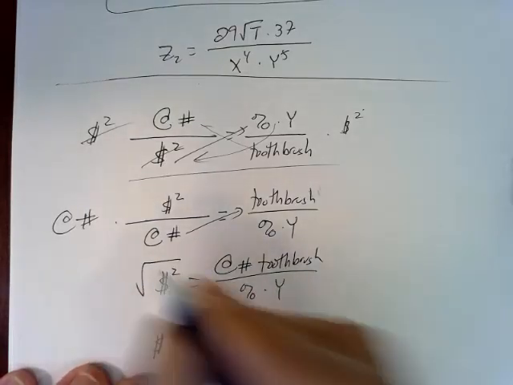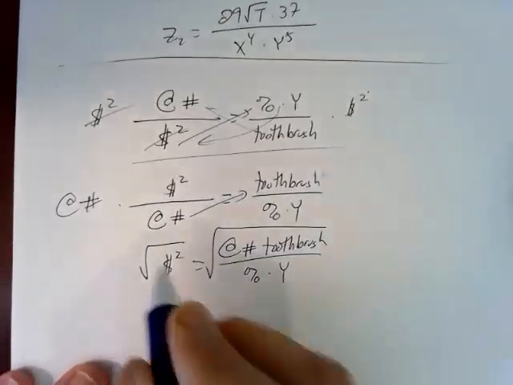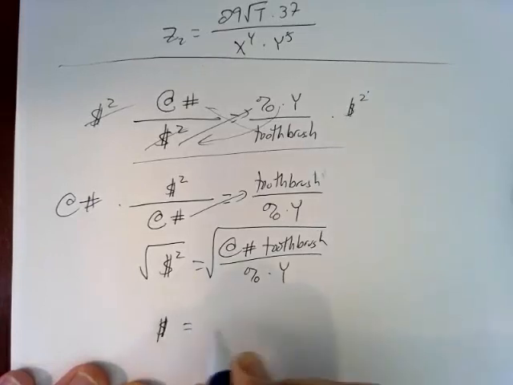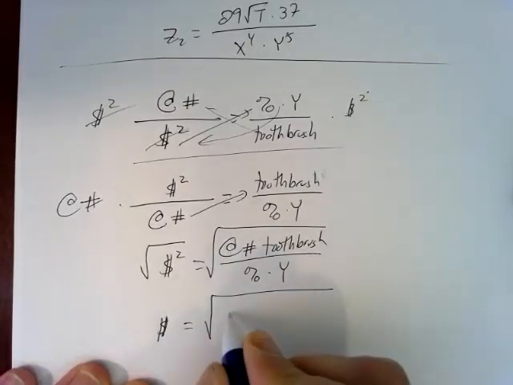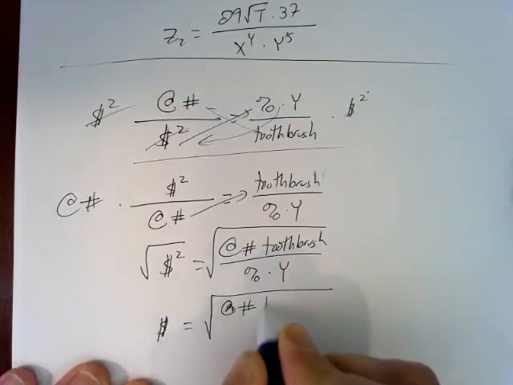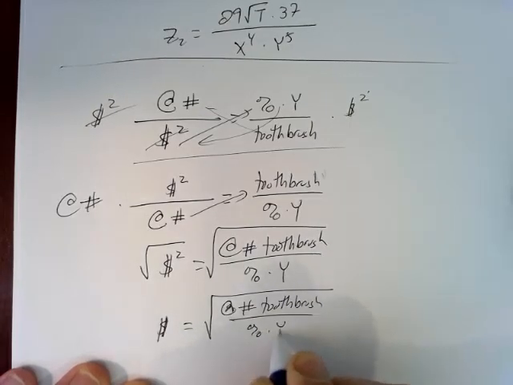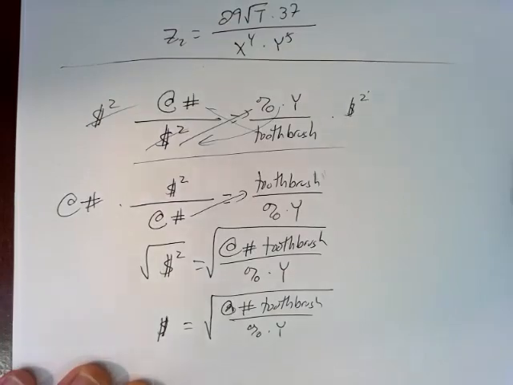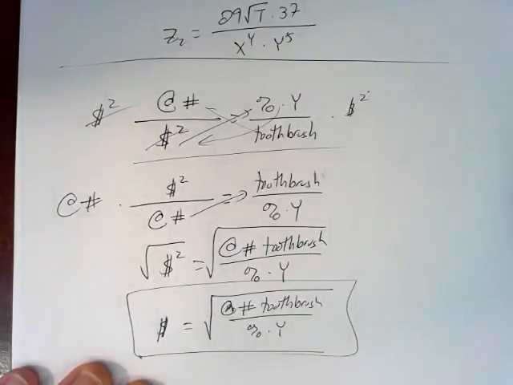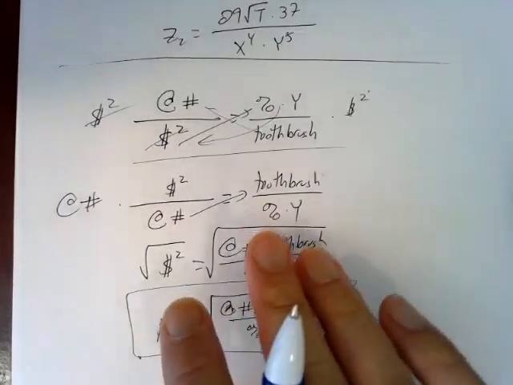And now the last step is if we wanted to just get $ and not $ squared, what do we do? Well, we'd have to take the square root of both sides. Well, the square root of $ squared is just $, and then that leaves us the square root of at hashtag toothbrush over percent times y. So we have symbolically manipulated and solved for $.